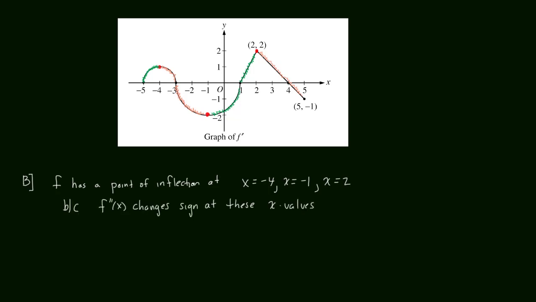So we'll write, because f double prime changes sign at these x values. As an alternate, we could simply say that f prime of x changes its increasing/decreasing behavior. That's more visually what we're looking at. But do remember the slight cheat, I guess, if you will. It's going to be the vertices of the derivative graph.